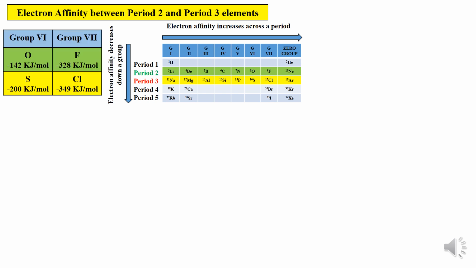Let's find out. In case of group 6 elements, that is period 2 and period 3 elements, oxygen is a period 2 element, sulfur is a period 3 element. Fluorine is a period 2 element, chlorine is a period 3 element. Going by the trend, the electron affinity value should decrease, but you can see that sulfur has a higher electron affinity value than oxygen. And chlorine has a higher electron affinity value than fluorine, which I have already discussed.